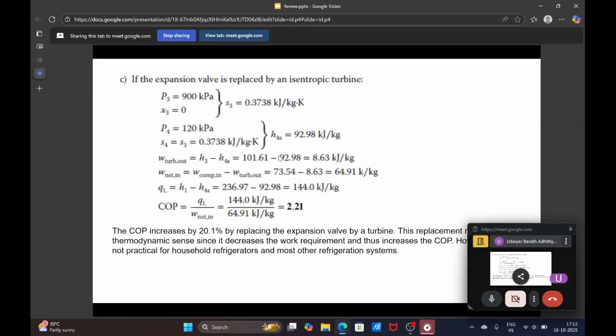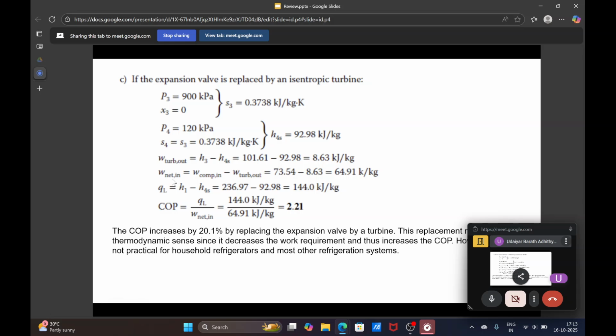Now in case of a valve we don't get any work output or heat transfer, but in a turbine, since we are assuming it to be an isentropic turbine, we are getting work out, and Q out is 0. So the work which is produced in the turbine is equal to the enthalpy difference across the turbine. So per kg of refrigerant flowing in the turbine produces H3 minus H4s amount of work. So that is 101.61 minus 92.98, which gives you 8.63 kilojoule per kg. So this is the amount of work which is produced.